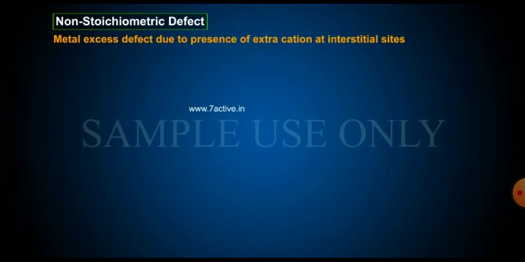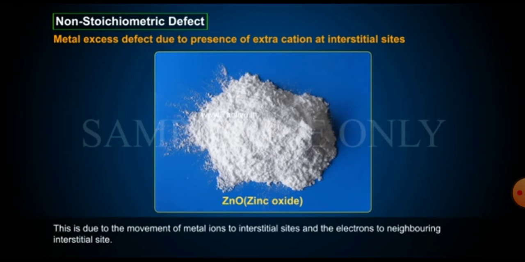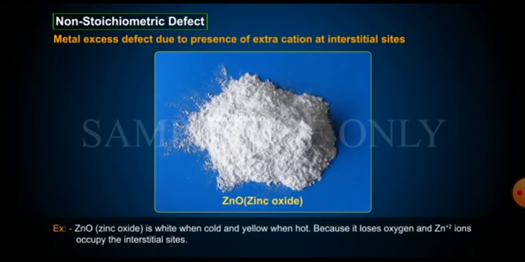Metal excess defect due to the presence of extra cations in interstitial sites. Example, ZnO, zinc oxide. This is due to the movement of metal ions to interstitial sites and the electrons to neighboring interstitial sites. ZnO is white when cold and yellow when hot because it loses oxygen and Zn2+ ions occupy the interstitial sites.